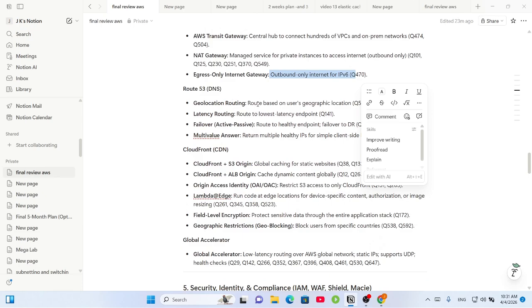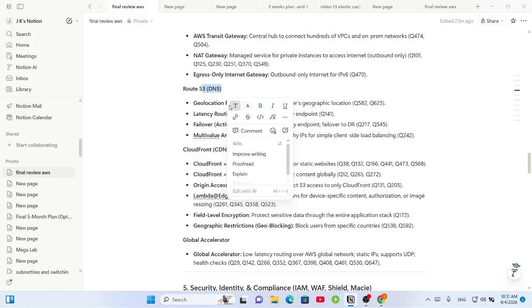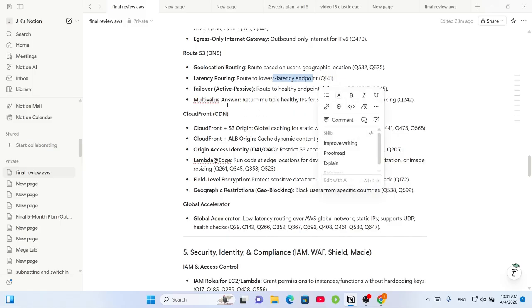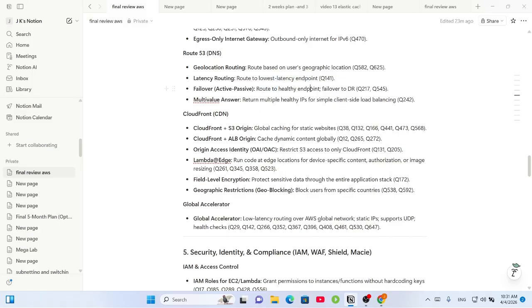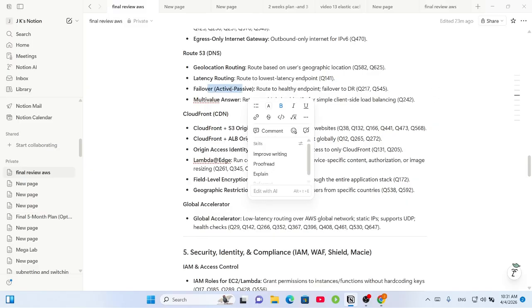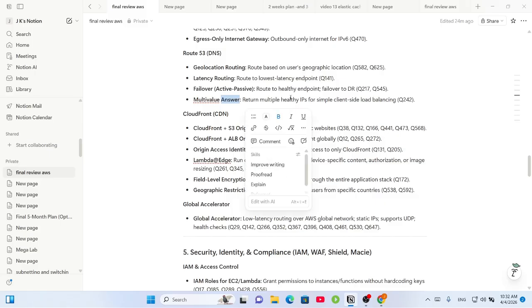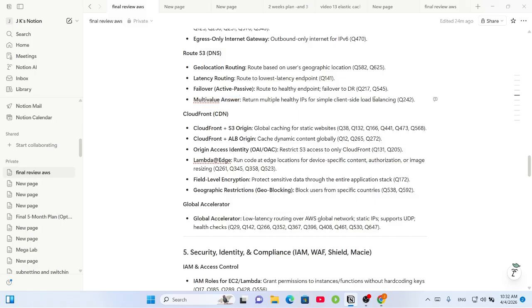Okay, and Route 53 is DNS. We've talked about this. Geolocation routing is routing based on user geographic location. Latency routing routes to the lowest latency endpoint. This is easy. And failover routes to a healthy endpoint, failover to disaster recovery. This is also easy. You can have two in different instances, configure Route 53 to one instance, and once one is down, you can move to the next one. Multi-value answer returns multiple healthy IPs for simple client-side load balancing.